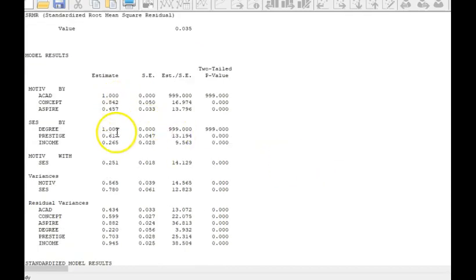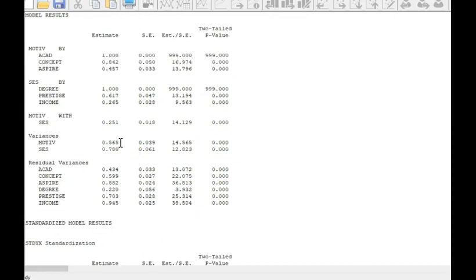Let's look at the model results. Here we see the same coefficients as we had in the diagram that we were looking at. Each of the factors have variances, and then we have residual variances. Now, one of the exercises in this book asks for us to see if we could find a way to improve the model fit.